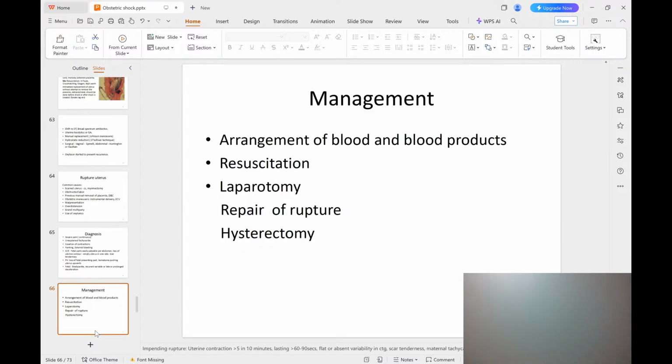The management is arrangement of blood and blood products, resuscitation, laparotomy, repair of rupture, or hysterectomy.